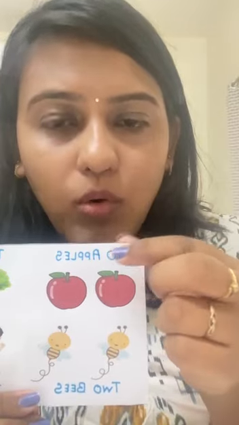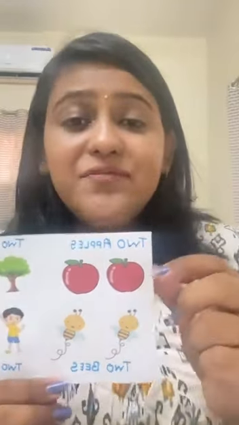T-W-O, 2. T-W-O, 2. Yes, repeat after me. T-W-O, 2. Now we are going to see few objects and we are going to learn how to count the number 2.